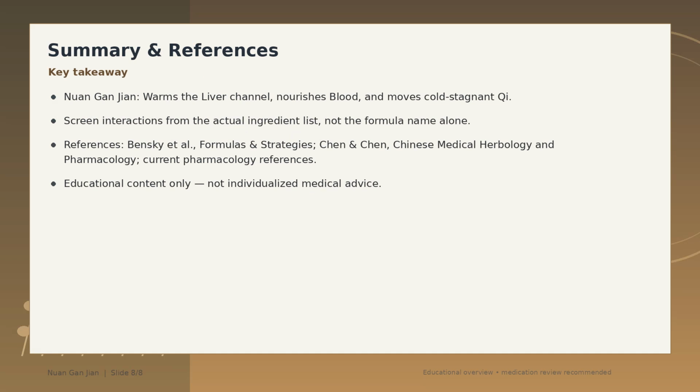In summary, Nuan Gan Jian is best understood as a pattern-based prescription, whose action is to warm the liver channel, nourish blood, and move cold stagnant qi. The key safety principle is targeted interaction screening plus objective monitoring when risk is plausible.